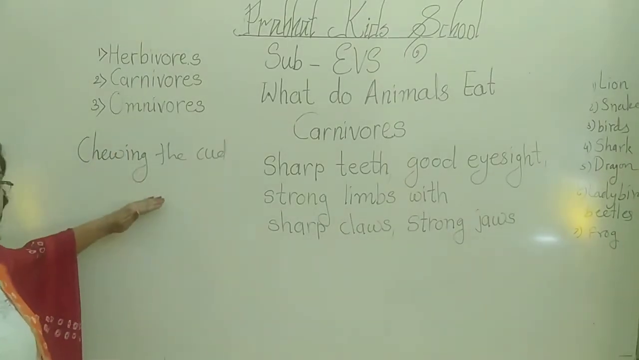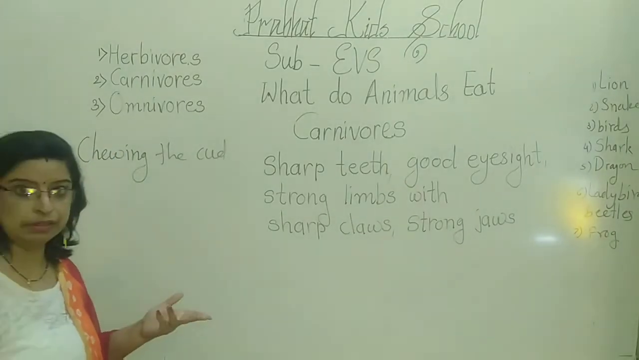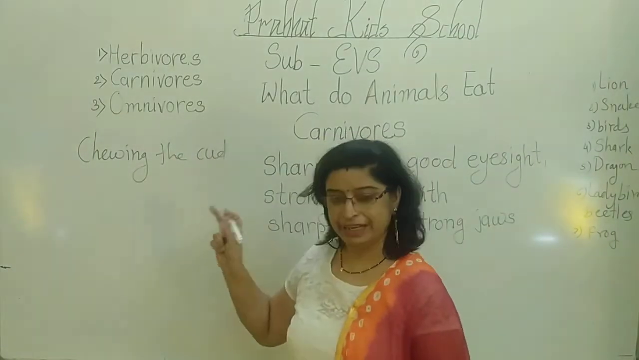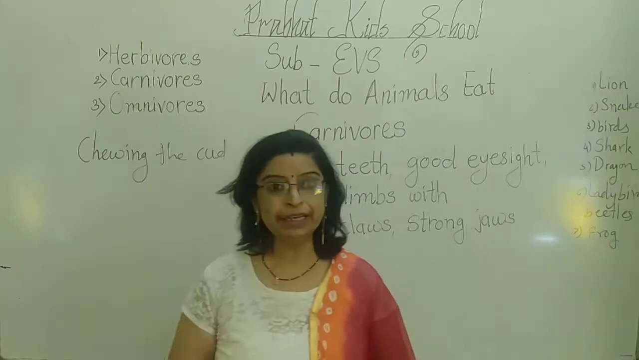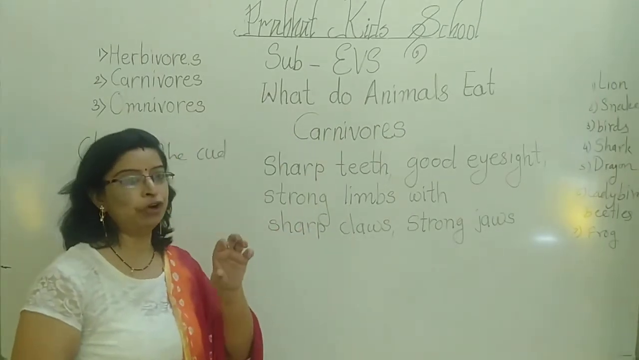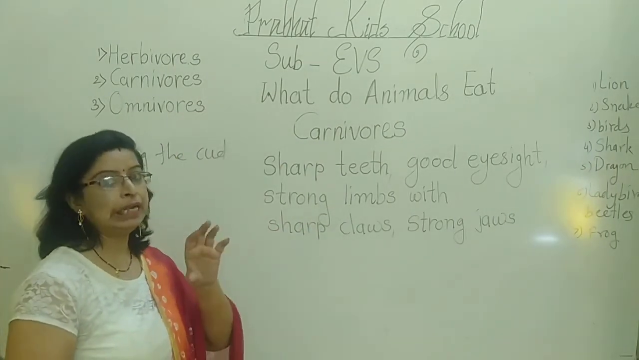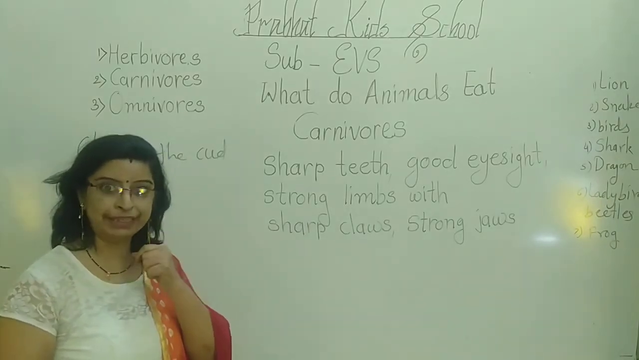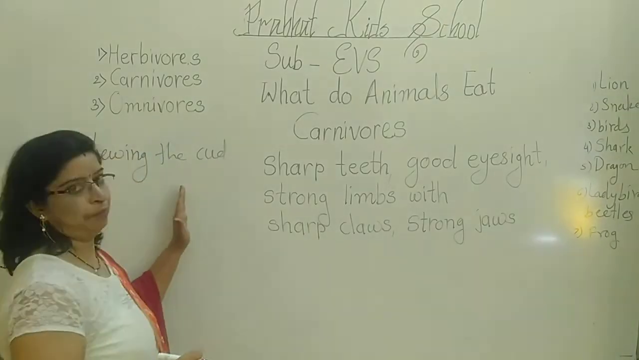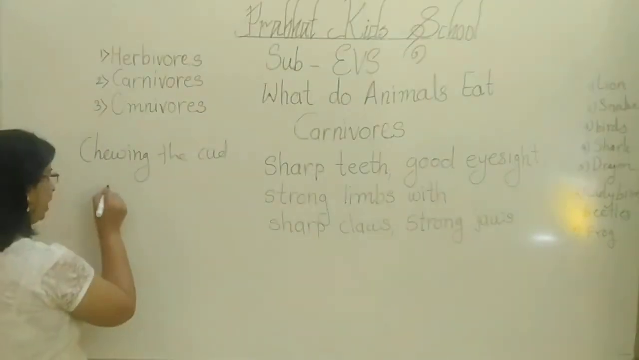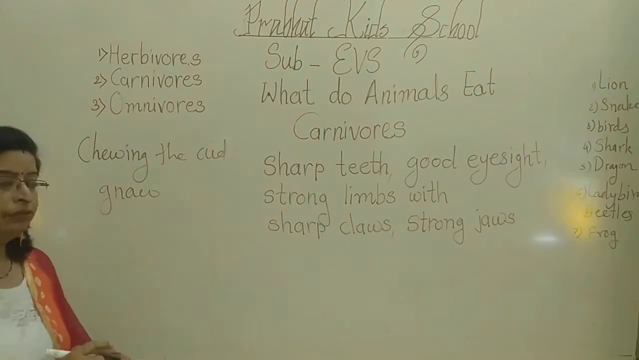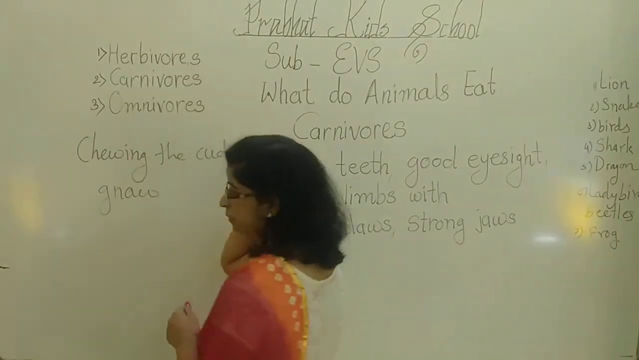Now another one, rabbit, then squirrel. They also eat nuts or vegetables. They cut their food very repeatedly with the help of their front teeth. Their front teeth are very sharp and this process is known as gnawing. Yes, this we discussed in the previous period.